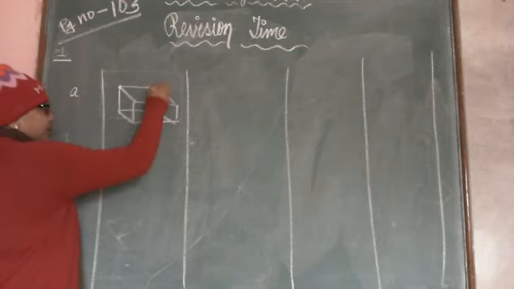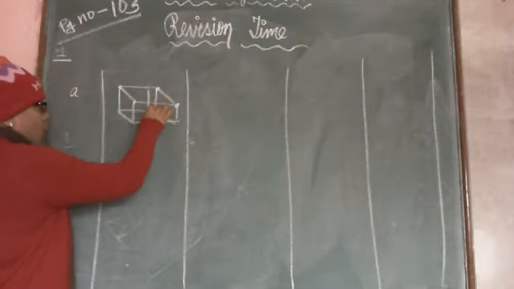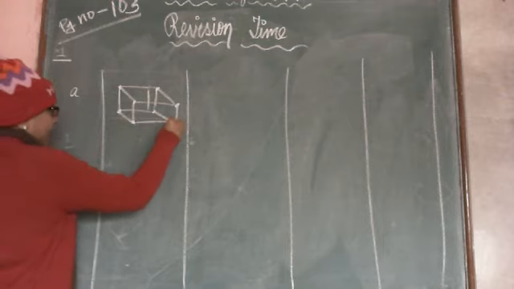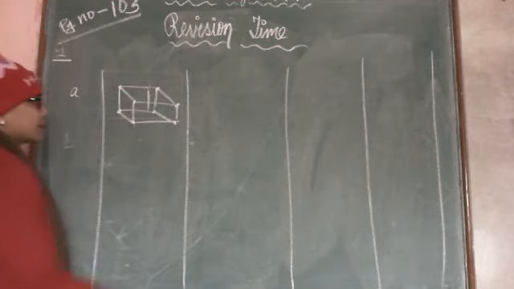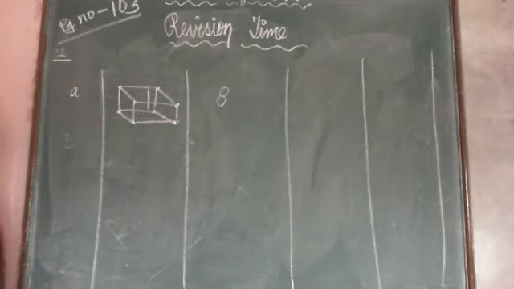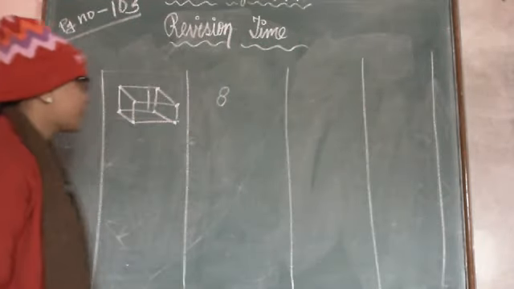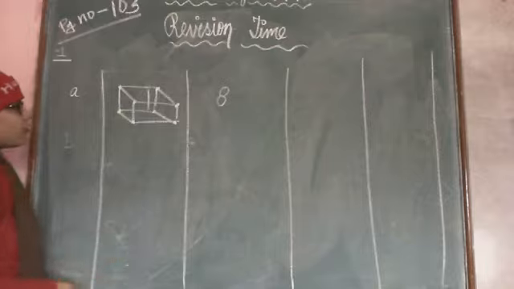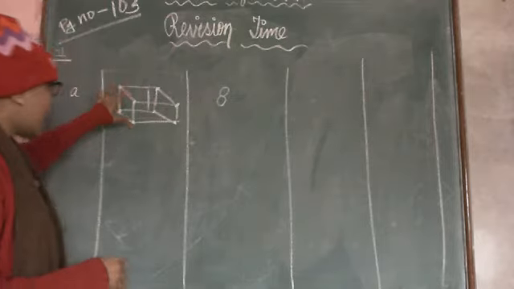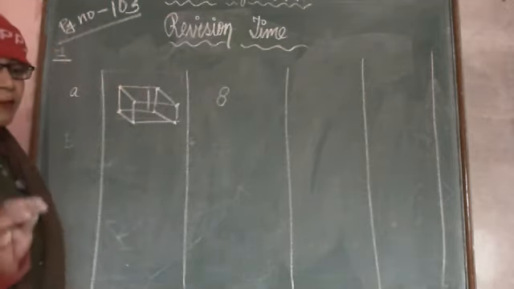1, 2, 3, 4, 5, 6, 7, 8. See, there are 8 vertices. So we will write 8 in this column. Now the next one is number of faces. Let's find the number of faces. Okay, before doing number of faces, we will find the number of edges. Otherwise, the diagram will be so much messy. So first, let's find the number of edges.